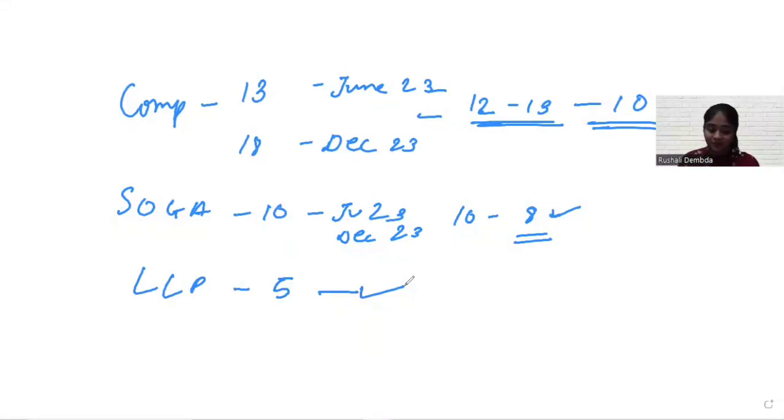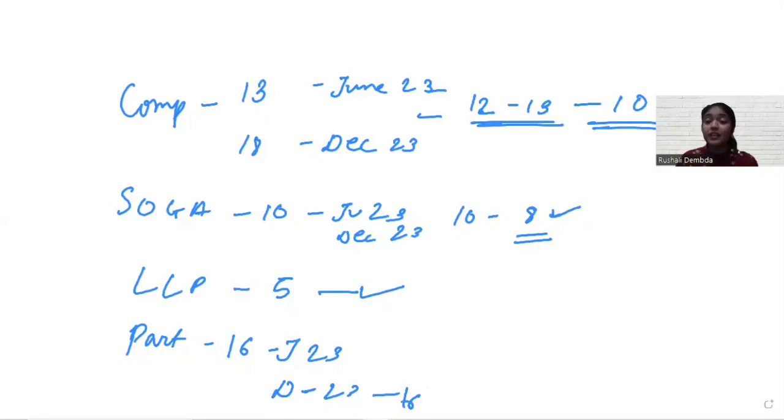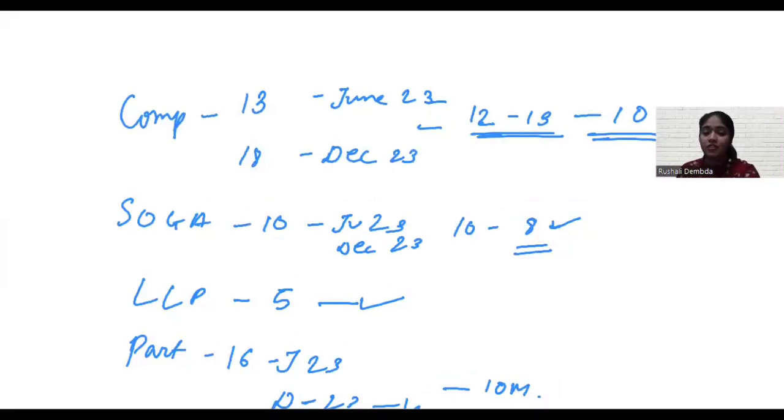A scoring chapter. Then we have your Partnership Act. Partnership Act was 16 marks in June 23 and December 23 also 16 marks. So you can see 10 to 15 marks is there and you can easily score 10 marks over here. With all the correct provisions, you can score 10 marks over here with the Partnership Act.